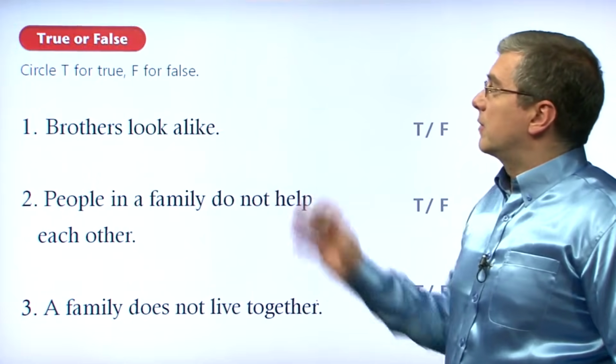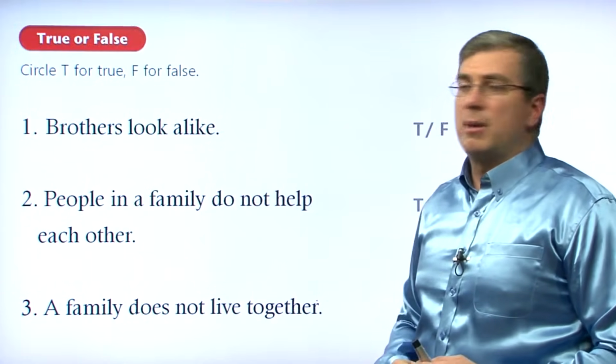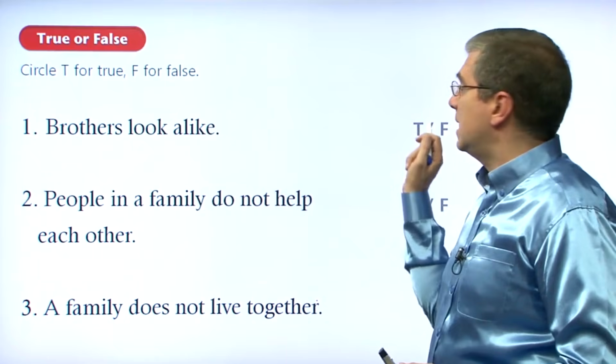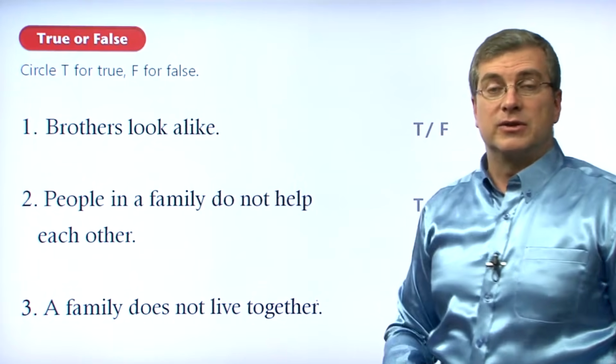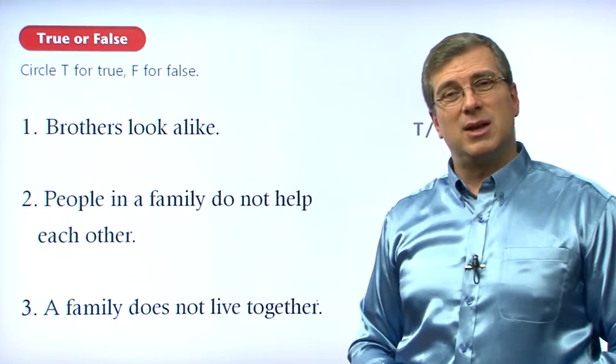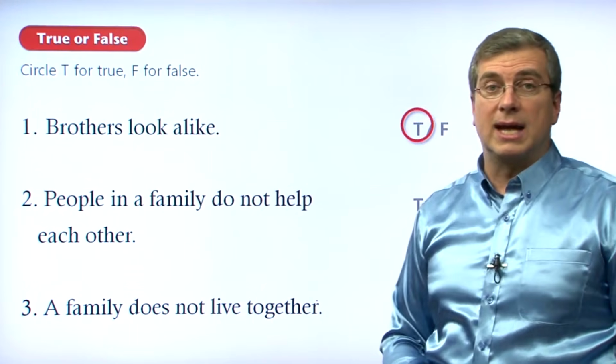Okay, we've come to our true or false questions. Let's take a look at them. Remember, if the question is true, we circle T. If it's false, we circle F. Brothers look alike. So 2 brothers in the same family, do they look alike? Yeah, usually they do. That's true. So brothers do look alike.